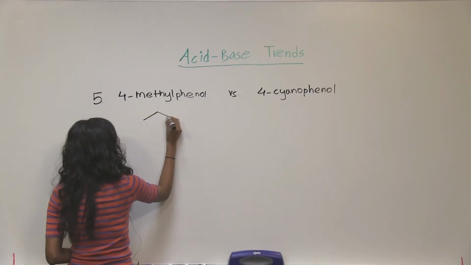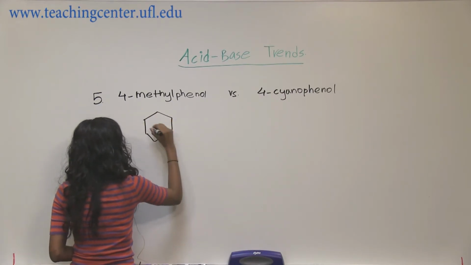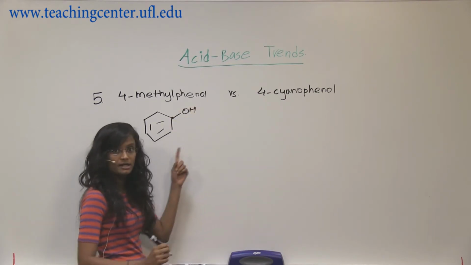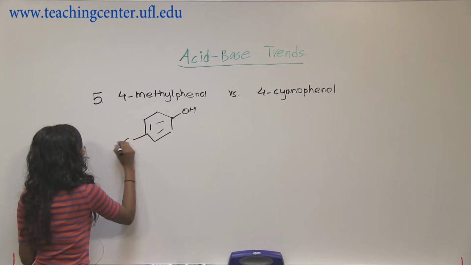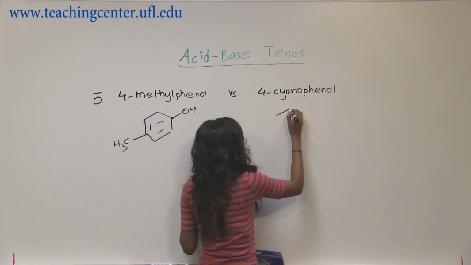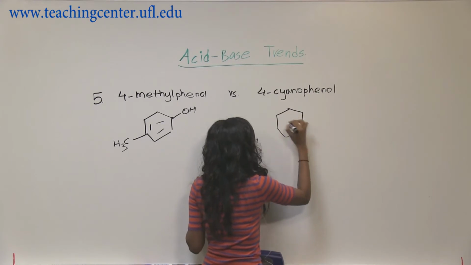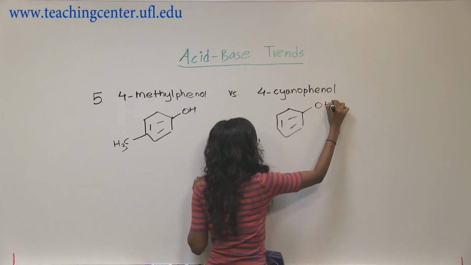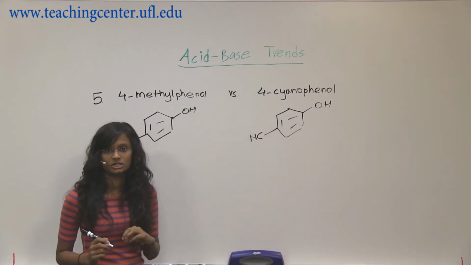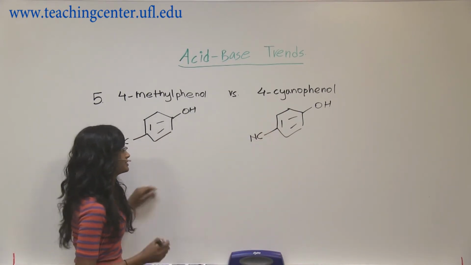For cyanophenol, where you still have a phenol. If this is carbon number 1, then that's going to be carbon number 4. So same thing happens here, except a methyl. Now you have a nitrile, which is called a cyano in terms of a substituent.